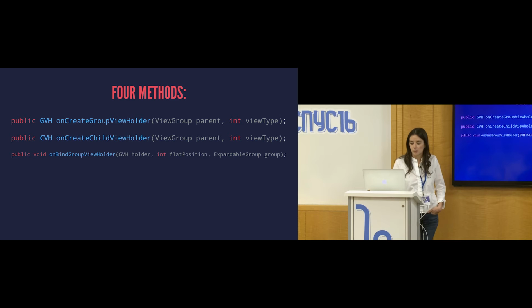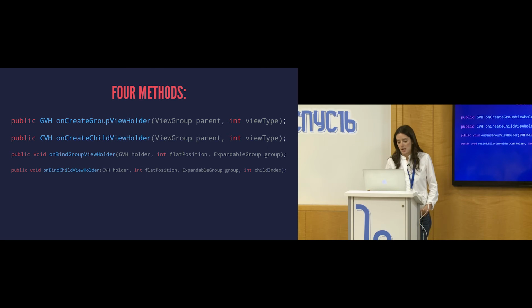Next up is onBindGroup. In this case, you get passed that group view holder that you passed as a parameterized type, a flat position, which we'll talk about in a bit, and the actual group that you're binding. And lastly is the onBindChild. Same thing, flat position, holder, the group, and actually the index of the child. So in this case, you do have to iterate over the group to get the child that you want to inflate. But if you wanted to also use the group information, I thought it'd be helpful to pass that through.